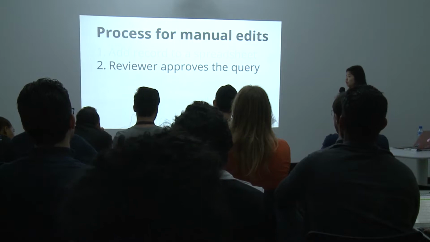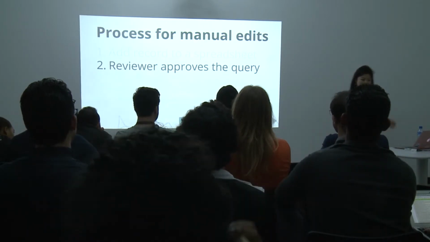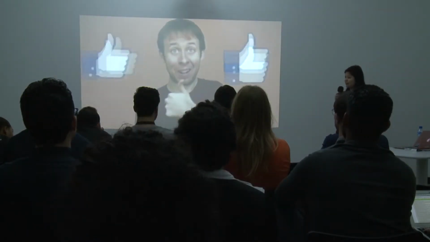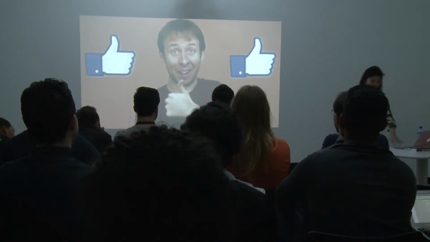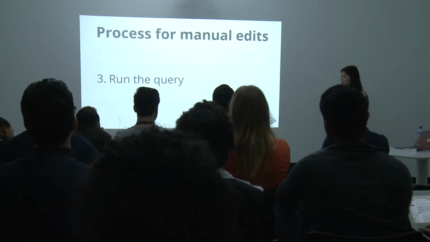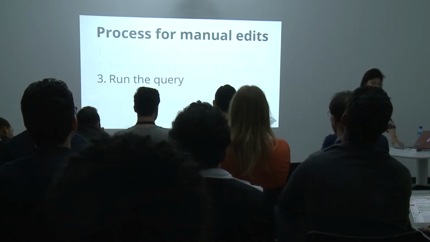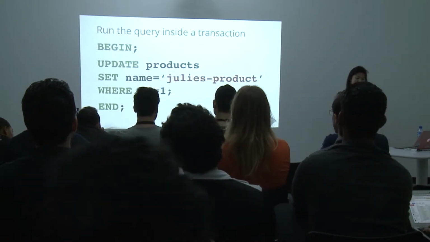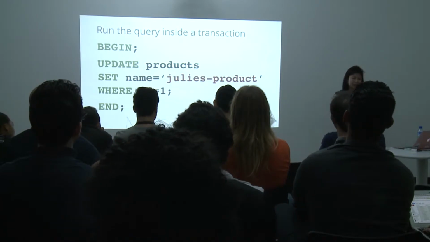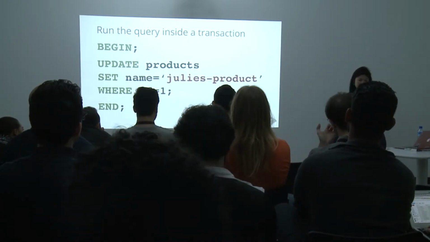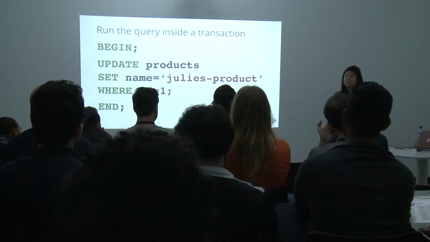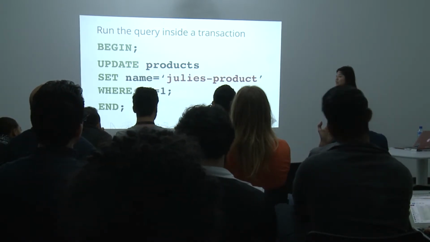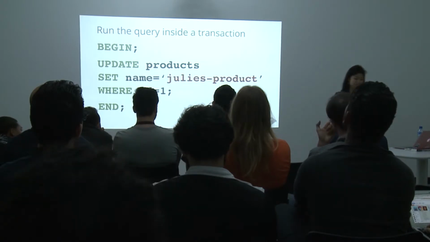And similar to code reviews, after a couple back and forths, the next step is for the reviewer to go ahead and approve the query. And once you get those 2 thumbs up, the last step is to go ahead and run the query. In this step, we ask everyone to run their manual edits inside a transaction. That way, if they notice that they make a mistake halfway through, it's really easy to just go ahead and roll back. So what's great about this system?